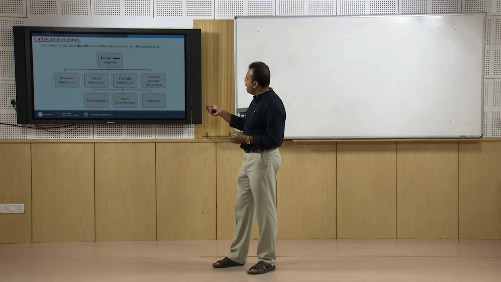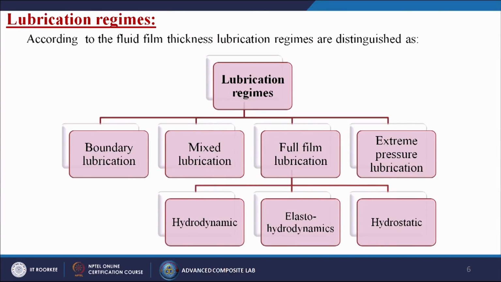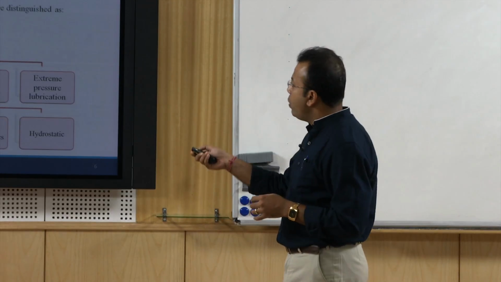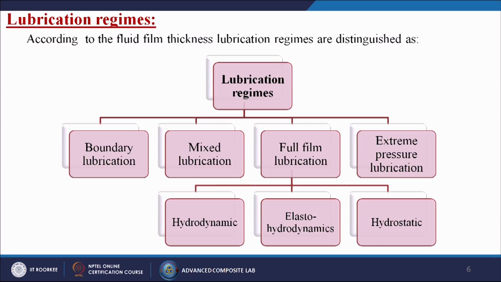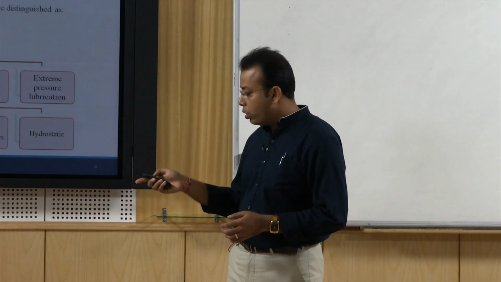Then next one is called the lubrication regimes. From this we can understand that there are several types of lubrication we generally adopt, based on how we are going to lubricate the materials. The first one is called boundary lubrication, then mixed lubrication, full film lubrication and extreme pressure lubrication. Full film lubrication is also divided into two parts, hydrodynamic lubrication and hydrostatic lubrication. In the next slides we will discuss all of this.